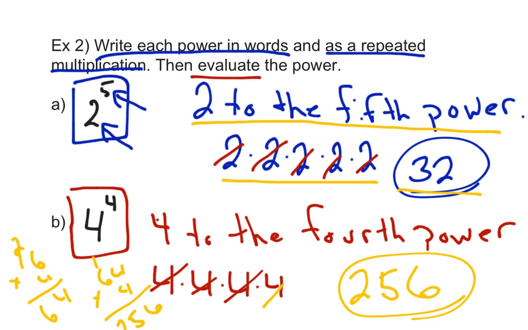So again, 3 things that they're looking for. Write it out in words, did it; write it as a repeated multiplication, done; and then finally evaluate. Final answer is 256. Hopefully you got that. If you have questions, ask away. Ask friends, ask me. I'll come around and help. Other than that, that's the end of our lesson.